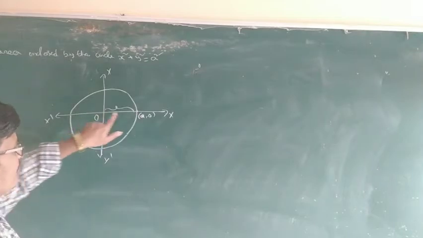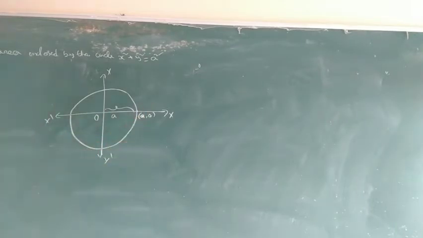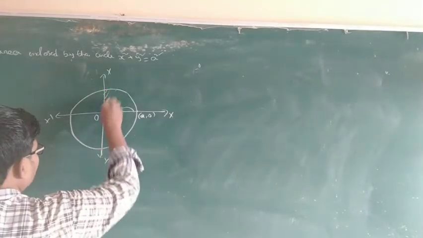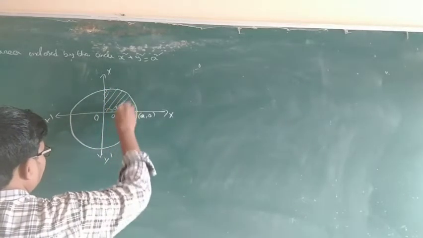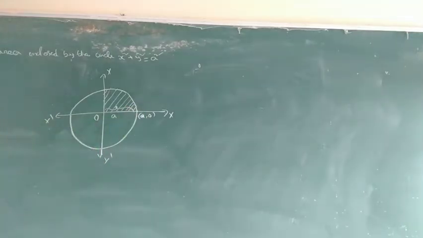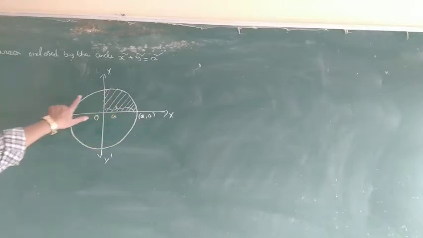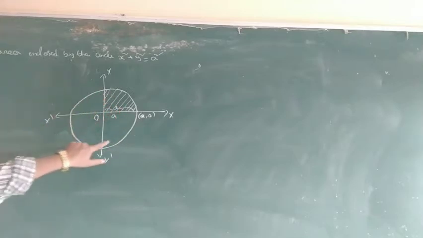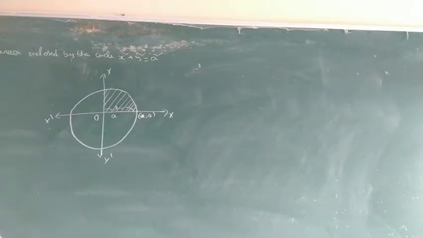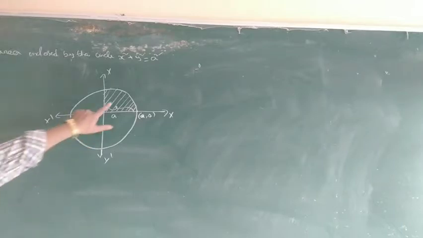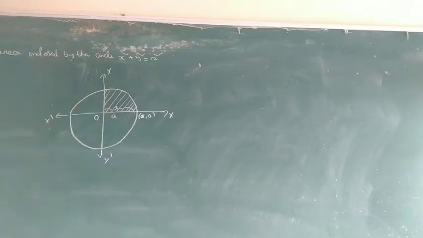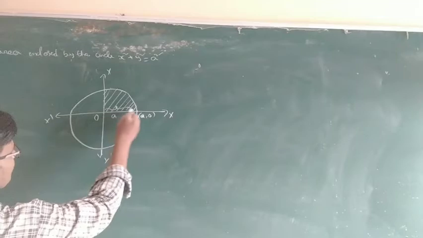So the limits are 0 to a. Limits 0 to a is only the first quadrant area. In the circle, the four quadrants, the four parts, are symmetrical or equal. Four parts equal. Okay na? 1, 2, 3, 4. Four parts equal. So only limits 0 to a.